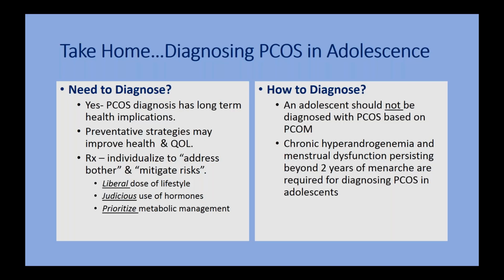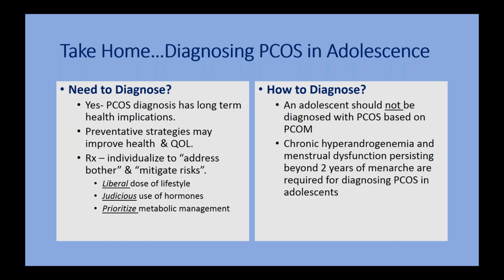Chronic hyperandrogenemia and menstrual dysfunction persisting beyond 2 years of menarche are required for diagnosing PCOS in adolescents. Recognizing that for many, hyperandrogenemia may not be complemented with hyperandrogenism, and for many, hyperandrogenism may occur in the setting of normal circulating androgen levels. We also need to appreciate that acne in adolescents is a physiological phenomenon. So we really need to pay some attention to what kind of acne, how much of a burden of acne I consider as a diagnostic criterion for labeling an adolescent with PCOS.